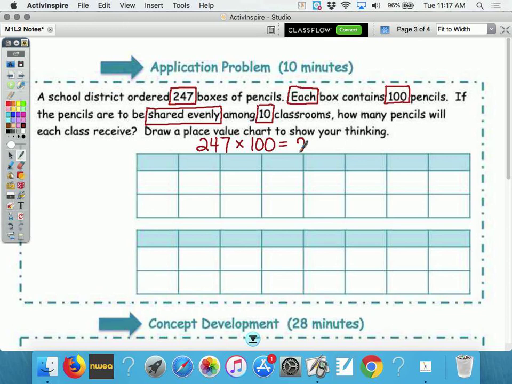Now this doesn't work unless it's a whole number. Is 247 a whole number? Yes. So write it, add the 2 zeros, then go 1, 2, 3, comma. Okay? So that's nice, isn't it? So my answer is 24,700. Okay?